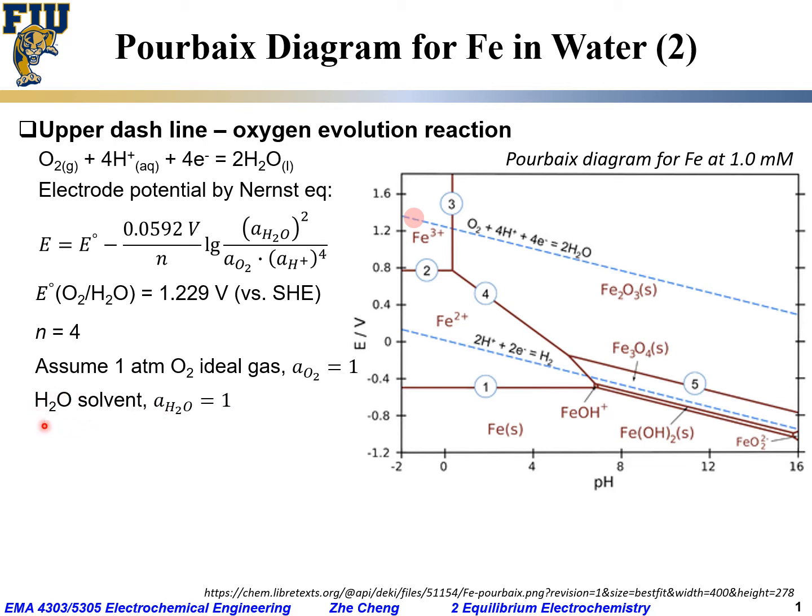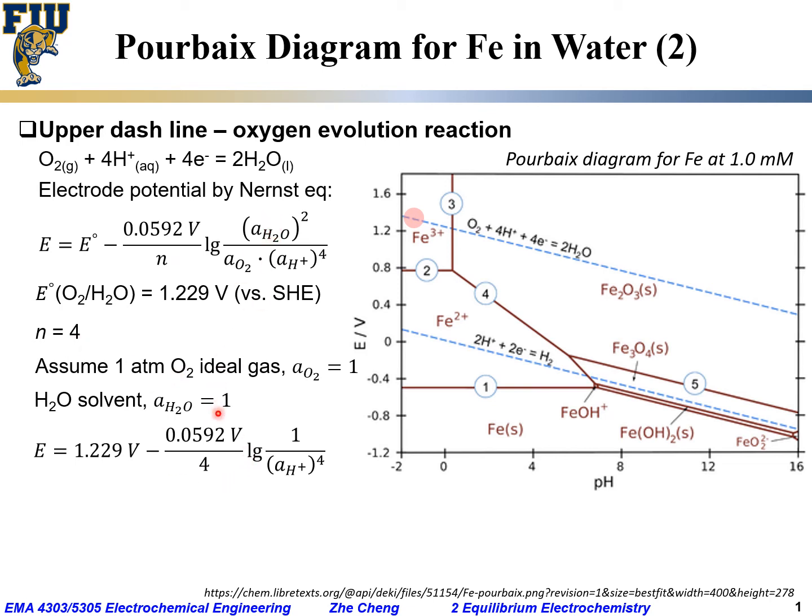And for the solvent, here we have water activity, but water would be the solvent. And generally, for most cases, we would assume the solvent activity to also be 1. Okay, H2O activity also 1. With all this information, now the electrode potential would be E0, 1.229 volt minus 0.0592 volt divided by n, which is 4, times log.